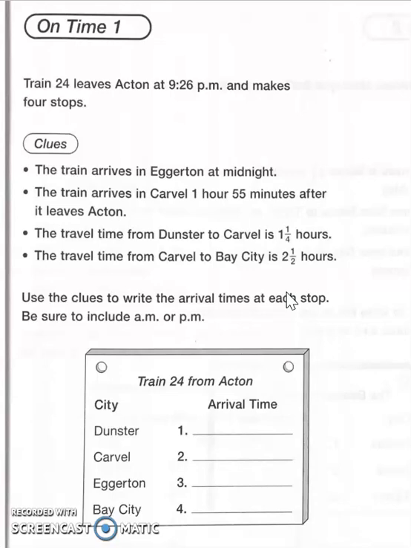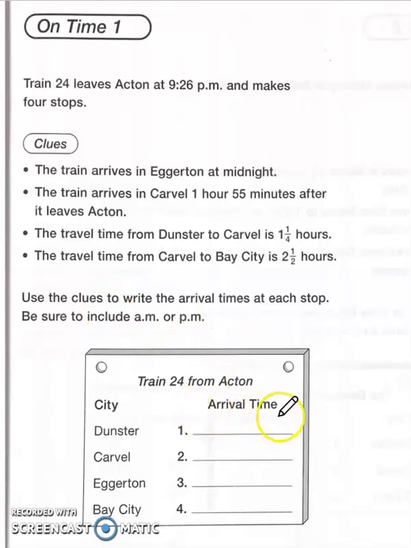Can you tell time? I hope so. This activity is called On Time. And more than telling time, you are going to solve some problems involving elapsed time, or how much time has gone by. So you're going to have a train leaving a station, some clues as to what time it arrives at different stops, and we want to include AM and PM.